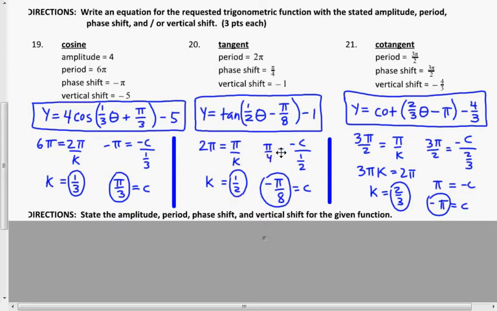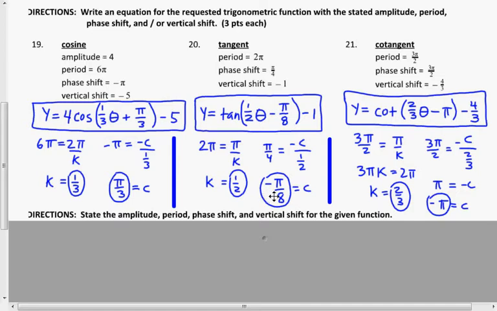The phase shift equals the opposite of c over k. So we have pi over 4 equals the opposite of c over 1/2. And so I multiplied by 1/2 on both sides. 1/2 times pi over 4 gives you 1 pi over 8. And switch the negative sign over to the other side. -pi over 8 for the value of c.